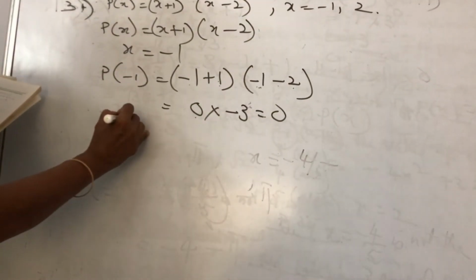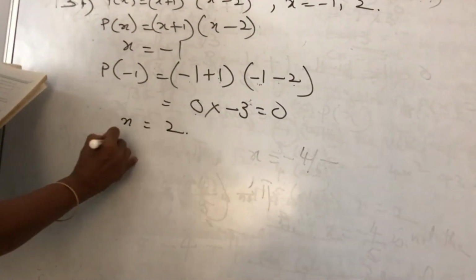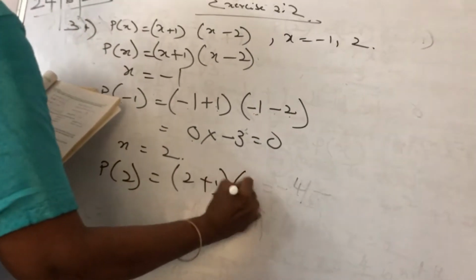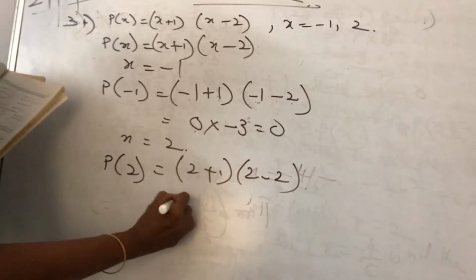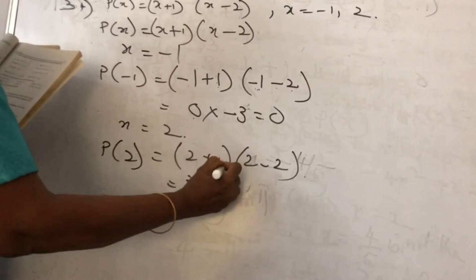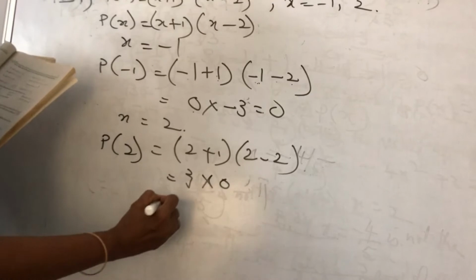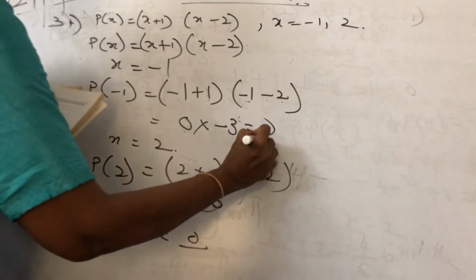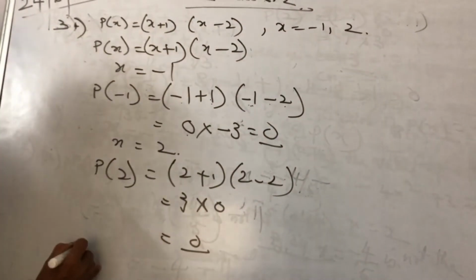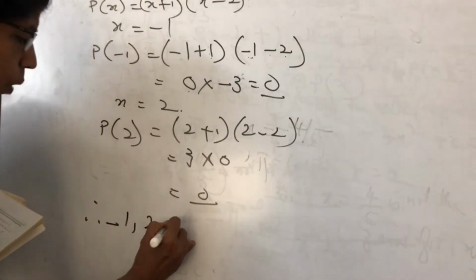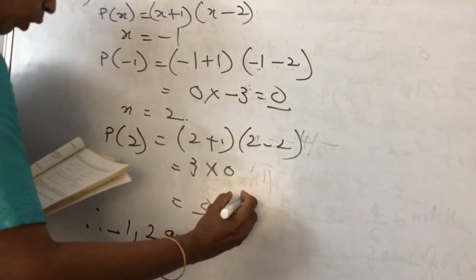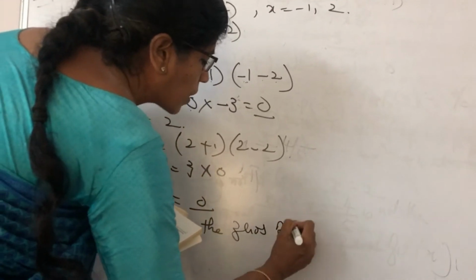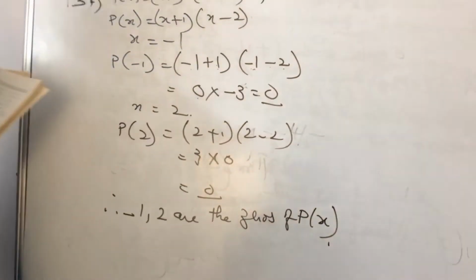Now the second value, girls, x is equal to 2. P of 2: 2 plus 1 into 2 minus 2. What is 2 plus 1, children? 3. 2 minus 2 is 0. 3 into 0 is 0. For both the values, you have got 0. Therefore, minus 1 comma 2 are the zeros of P of x.